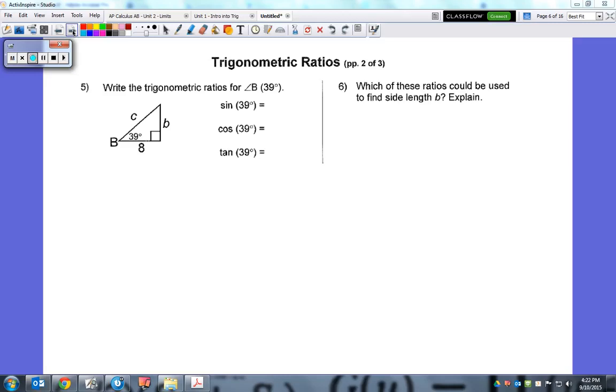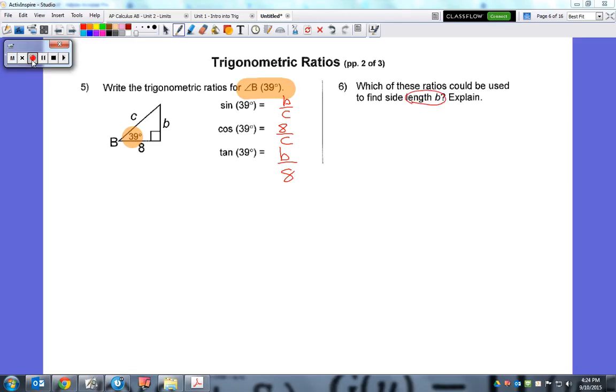Okay, so write the trigonometric ratios for the angle B is 39. So the sine, just more practice, it's going to be the opposite over the hypotenuse. The cosine is 8 over c, and then the tangent is b over 8, which is opposite over adjacent. Okay, so number 6 says, which of these ratios could be used to find length b?